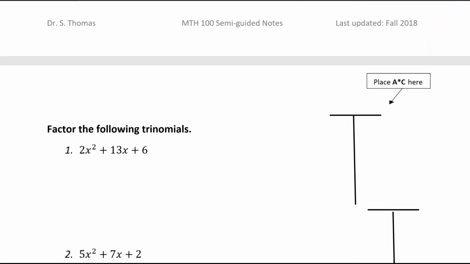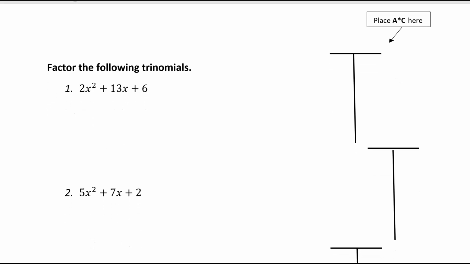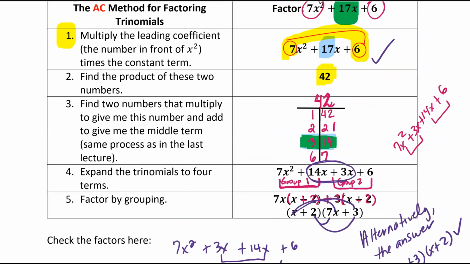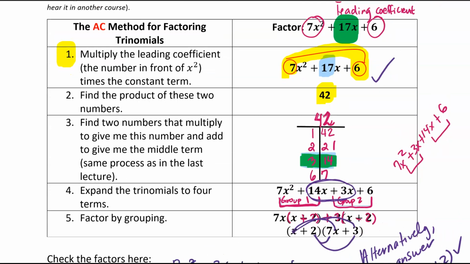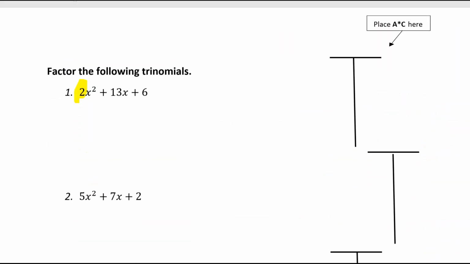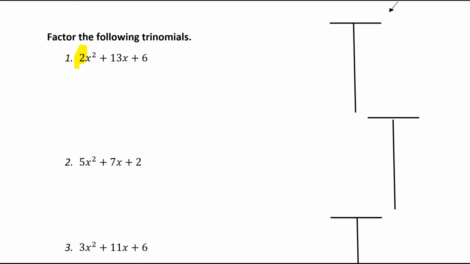All right, let's begin. So here again, we have a leading coefficient that's not 1. And when that happens, I want you to follow the steps above. And we're going to call it the AC method. So these are the 5 steps I want you to go through when your leading coefficient is not 1 and you have a trinomial. So let's begin.